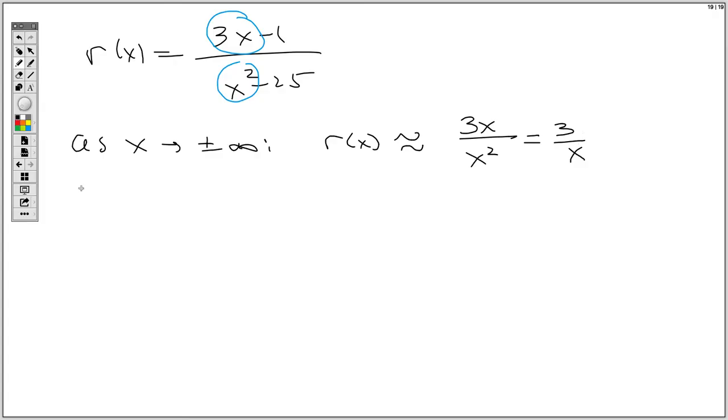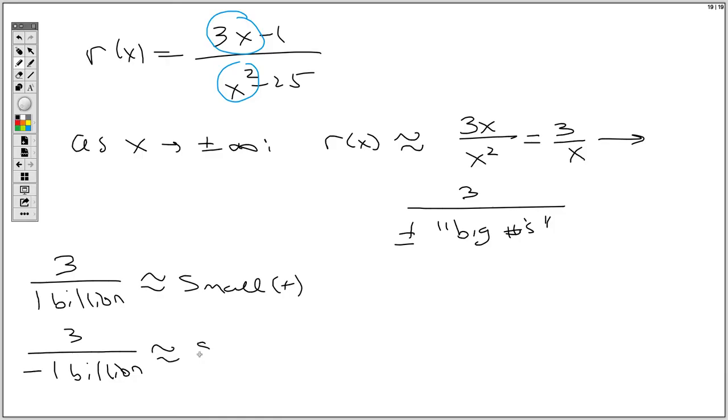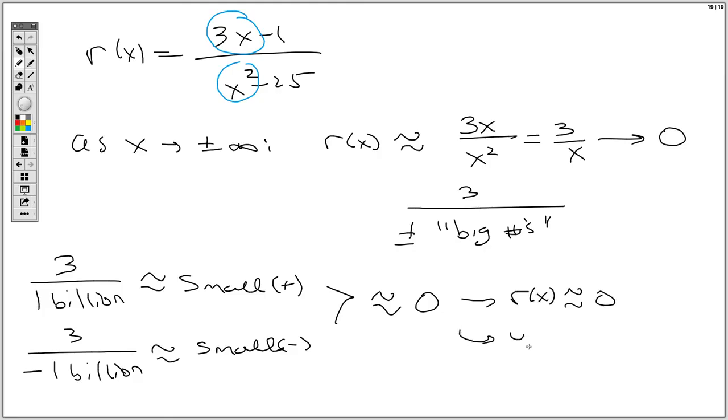So let's think about what happens as x goes up to plus or minus infinity. What's going to happen to this? I'm going to have 3 divided by plus or minus big numbers. So we're going to have things like 3 over a billion, or 3 over negative 1 billion. 3 over a billion is going to be a very small positive number. 3 over negative a billion is going to be a very small negative number. Both of these numbers are pretty much 0. And so the r of x is going to be approximately 0, which means y equals 0 is a horizontal asymptote.